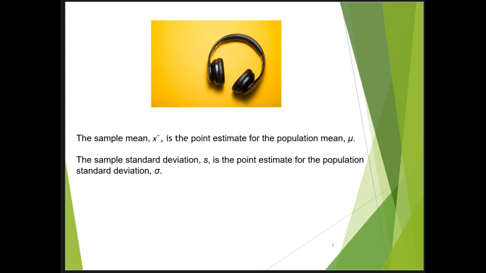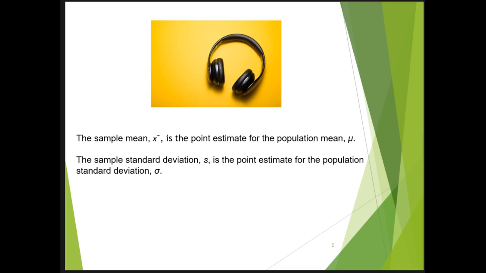If you worked in the marketing department of an entertainment company, you might be interested in the mean number of songs a consumer downloaded in a month from iTunes. If so, you could conduct a survey and calculate the sample mean and the sample standard deviation. So we'd use the sample mean to estimate the population mean and the sample standard deviation to estimate the population standard deviation. So the sample mean, x bar, is the point estimate for the population mean, mu. The sample standard deviation, s, is the point estimate for the population standard deviation, sigma.